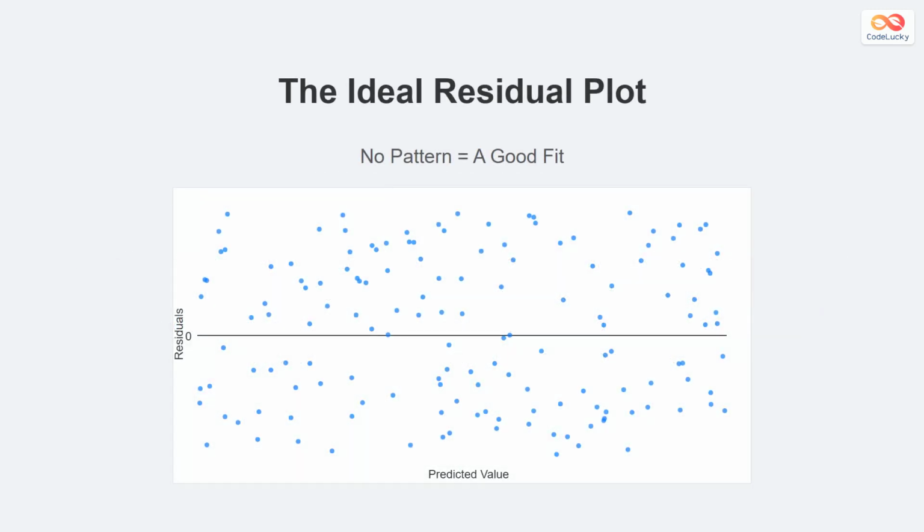An ideal residual plot looks like a random cloud of points with no discernible pattern. The points should be evenly and randomly spaced around the horizontal 0 line. This tells you that a linear model is appropriate and that the errors are random and unbiased.